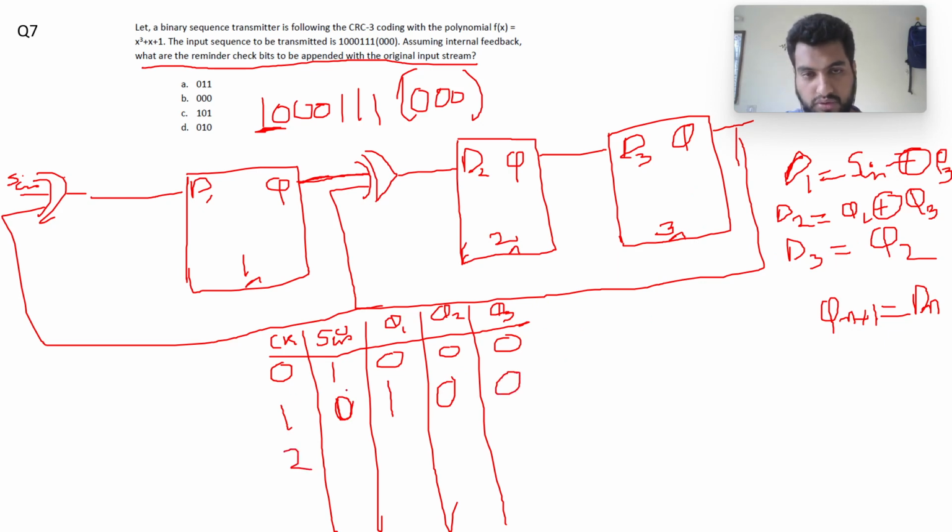Now for clock cycle 2, S in is now another 0, so 1 0 0. Now D1 was equal to S in XOR with Q3, so 0 XOR with 0 is 0, so Q1 was 0. D2 was Q1 XOR with Q3, so that was 1 XOR with 0, so that is 1, and Q3 was equal to D2, so Q3 will be 0. Now for the third clock, so 1 0 0, now another 0, so this one.